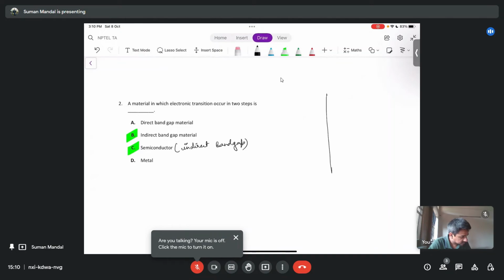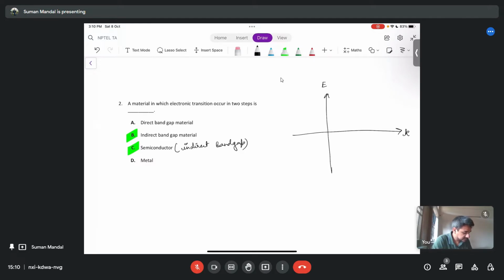So this is the energy, and this is the reciprocal space. Let the reference be 0 at the valence band maximum. This is the valence band, this is the conduction band. And for silicon, this is 1.12 eV.